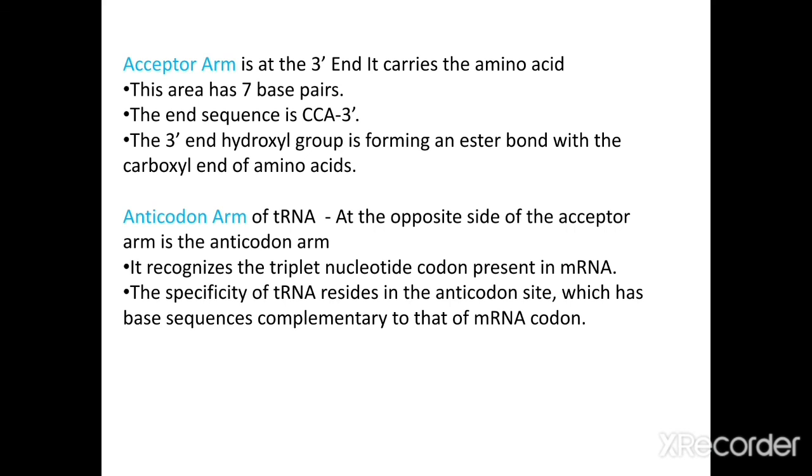Opposite to the acceptor arm is the anticodon arm. This anticodon arm will recognize the triplet nucleotide codon present in the mRNA. So, the specificity of tRNA resides at this anticodon arm, and this has a base sequence complementary to the mRNA codon.